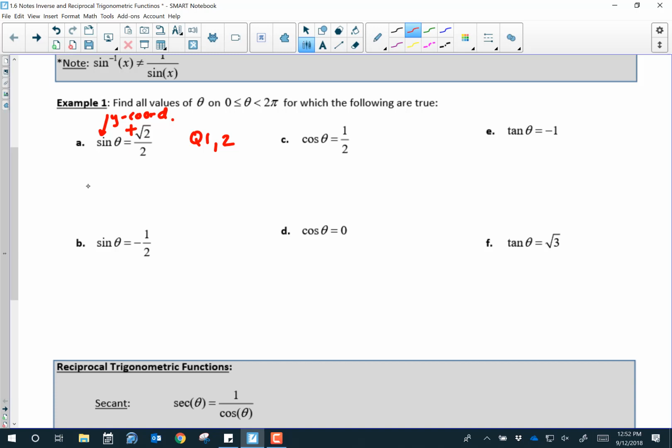And so when is that theta? What's the reference angle in quadrant 1? Pi over 4. So I know sine of pi over 4 is √2 over 2. And then the one in quadrant 2 would be 3 pi over 4. It's never going to be a negative angle simply because my theta is always going to be between 0 and 2 pi, in this example. All right, questions on that one?